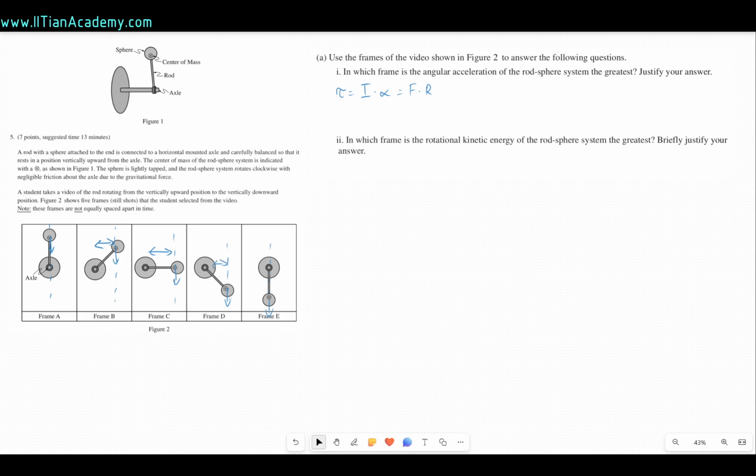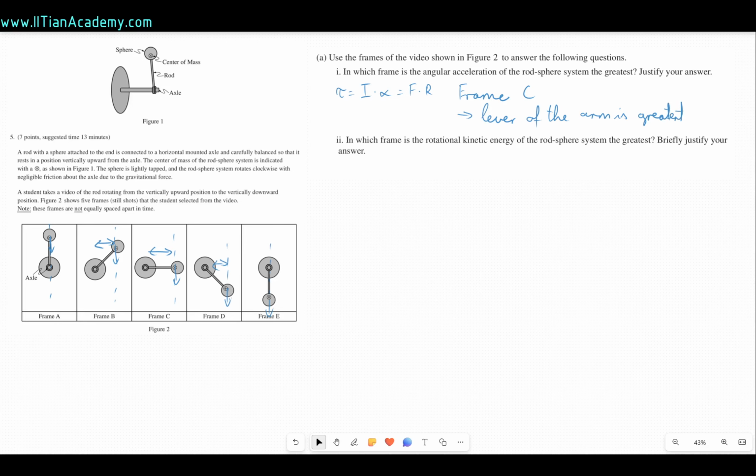Whereas in B, C, and D, they're not on the axis, so there is some non-zero distance. However, it is very clear that in frame C, the distance is the largest. And therefore, the torque in frame C will be the largest, and therefore our acceleration will also be the largest in frame C. And yes, so we can say the lever arm is greatest.